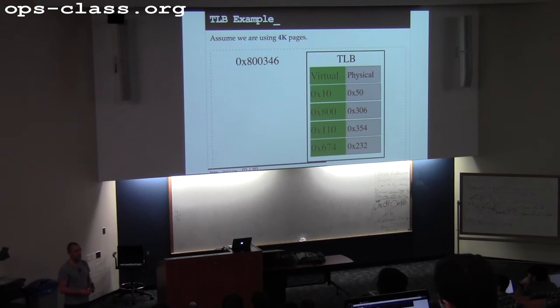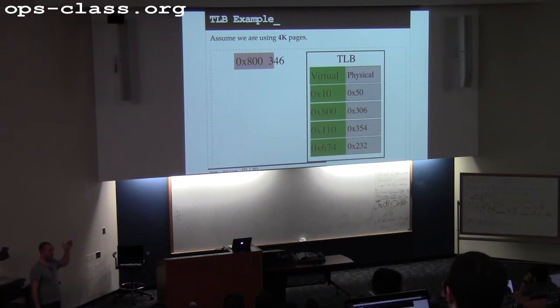Can anybody tell me what the virtual page number is for this virtual address? The offset is 4K. Can anyone see how to do this? Anyone want to guess? So the offset is the bottom three hex digits. The page number is the top. And this is only because the pages are 4K. If they were something else, you'd have to do something more messy. But with 4K pages, the bottom three hex digits are the offset. The top, however many you have, are the page number. So this is virtual page number 800.